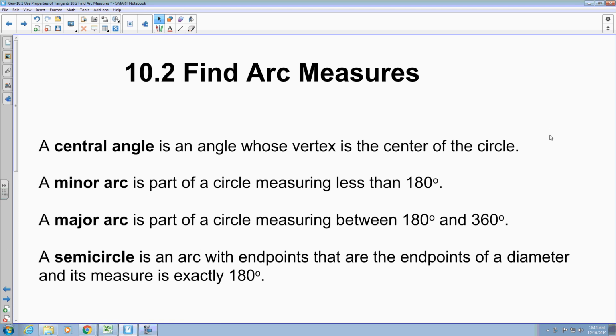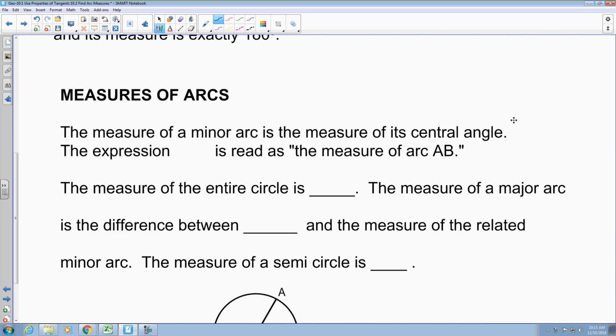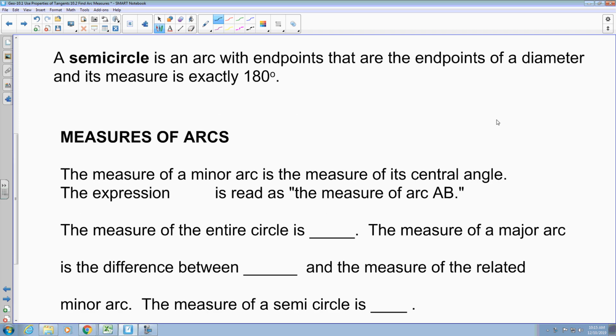All right, we're in section 10.2 where we're going to find arc measures. In order for us to be able to find an arc measure, the first thing we have to do is be able to identify the central angle. A central angle is the angle whose vertex is the center of the circle. I'll show you what that looks like. If you look at this diagram here, angle ACB, the central angle in this case, is 50 degrees.